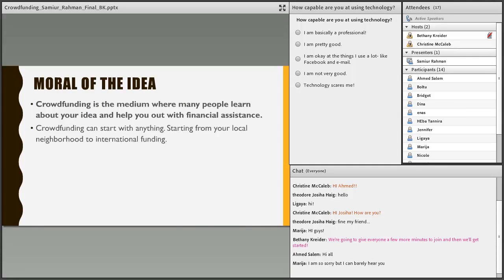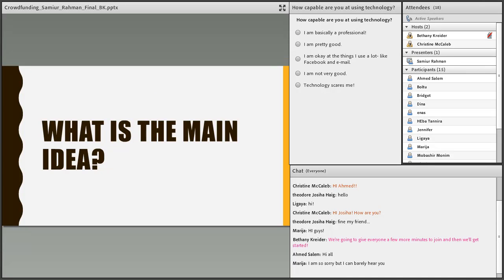Basically, the main idea is that crowdfunding is the medium where people learn about your idea. You share your idea with the whole world. It's not something which you spread to only your country. Maybe you live in Qatar or Bangladesh, the whole universe is going to learn about your project. So basically, it can start anywhere you want. It can start in your local neighborhood, or maybe you want to make it big. You want to start it internationally right now. So crowdfunding can start anywhere you want.